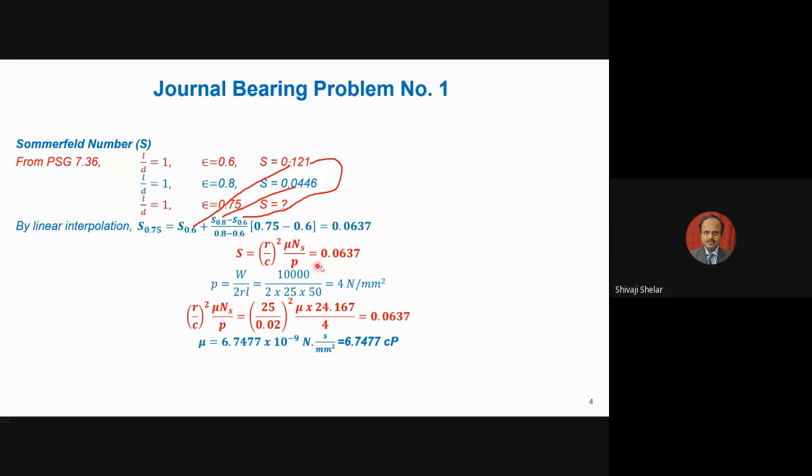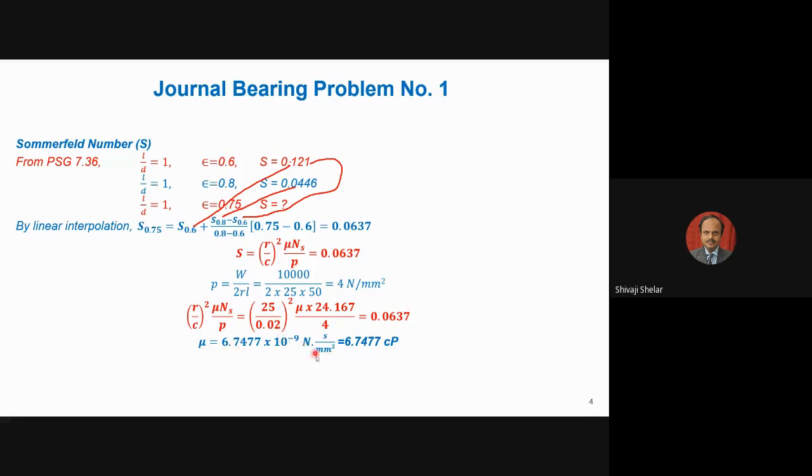Now I am using this last part here. If I put the values here, R is equal to 25, C is equal to 0.02, bracket square. Mu is unknown in this case. NS is already calculated in the first slide, 24.167, upon P value currently calculated, 4. This has to be equal to 0.0637. So from this we get mu is equal to 6.7477 into 10 to the power minus 9 Newton second per millimeter square.